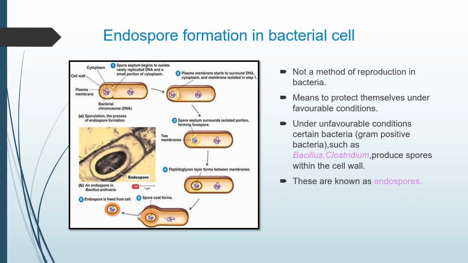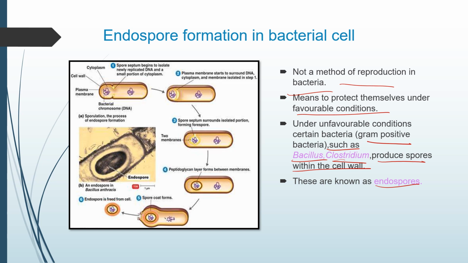Under unfavorable conditions, certain bacteria which are gram positive, such as Bacillus and Clostridium, produce spores within the cell wall. These are known as endospores. So this is not a method of reproduction at all; they are protecting themselves.